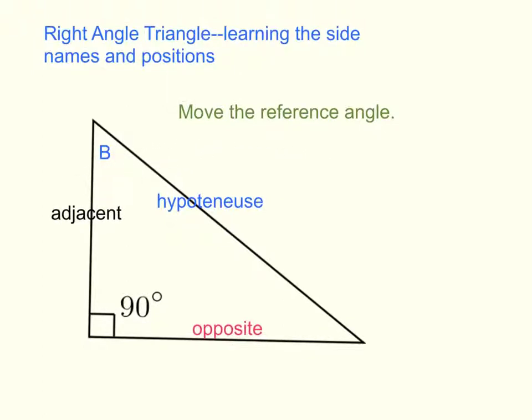The adjacent. So notice that when you are labeling it from a different reference point, you have the adjacent and the opposite switching. The hypotenuse never changes. It's always across from the 90-degree angle, and it's always along the side of the triangle.